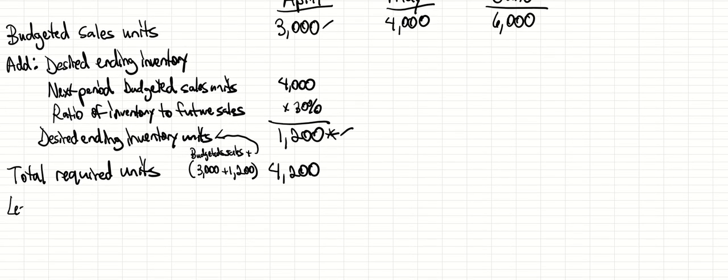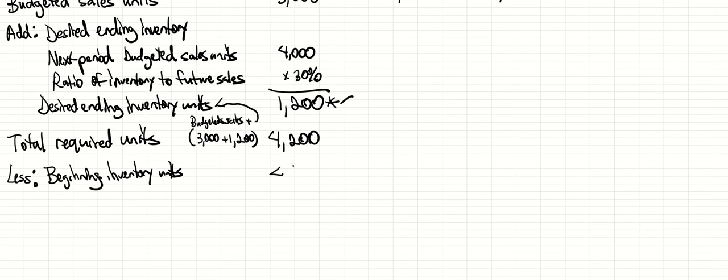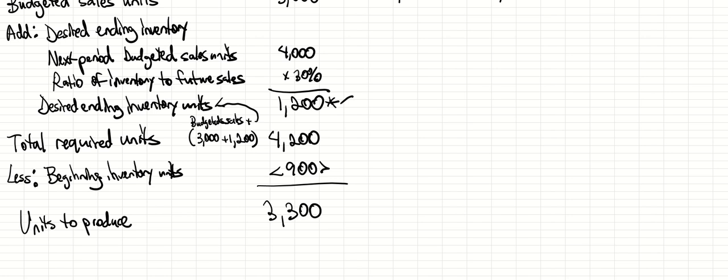So this is going to be less beginning inventory in units, which is going to be, they give it to us, 900 units. So we're going to subtract 900 units from 4,200, which means that our units to produce is going to be 3,300 for the month of April.